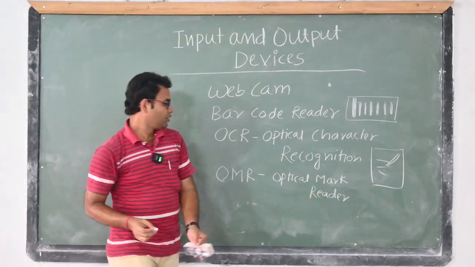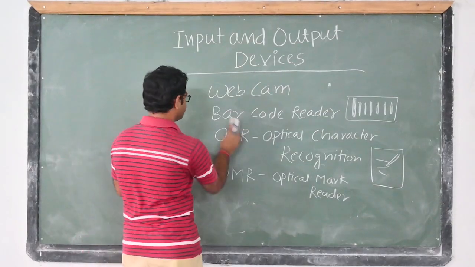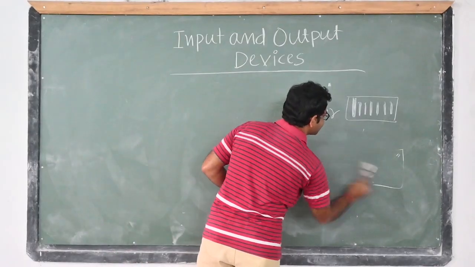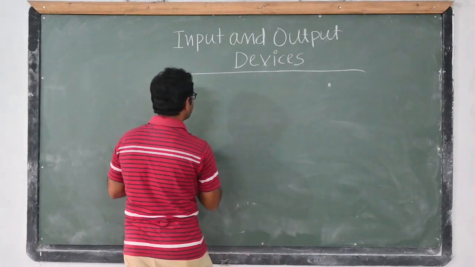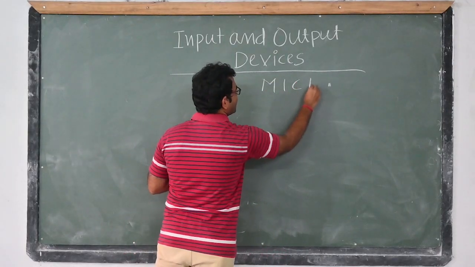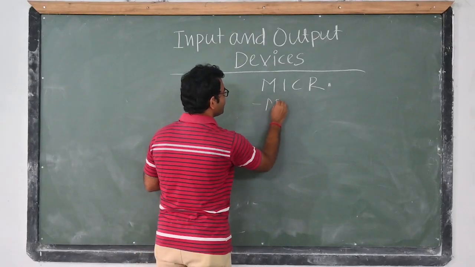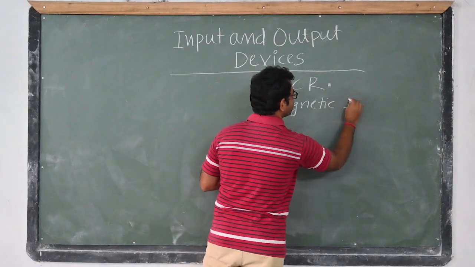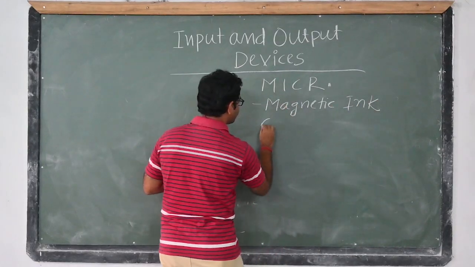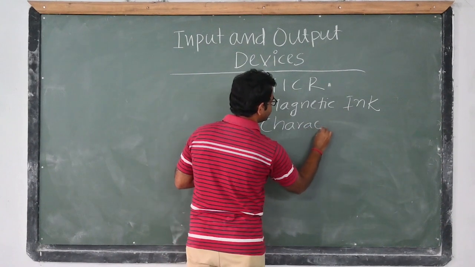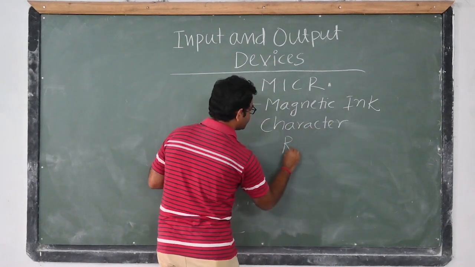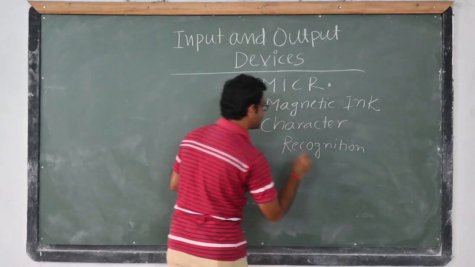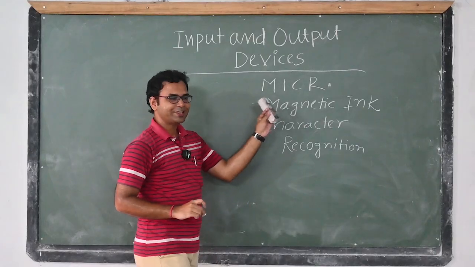Now, one of the most important input devices we use in the banking system is the MICR. MICR full form is magnetic ink character recognition. So you are very familiar with the MICR.